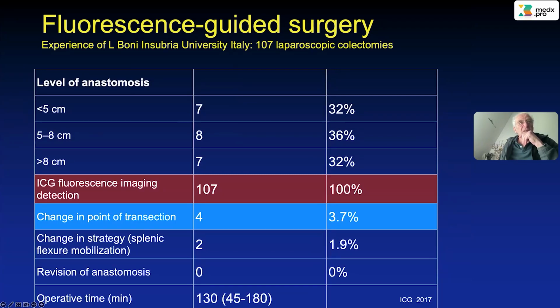So this is the experience that we had when we looked at that results in Italy, where we saw that ICG was possible in 100% of the cases. It led to a change of point of transection in 4 cases, and we had an anastomotic leakage rate still, but it seemed to be very interesting as a prevention.